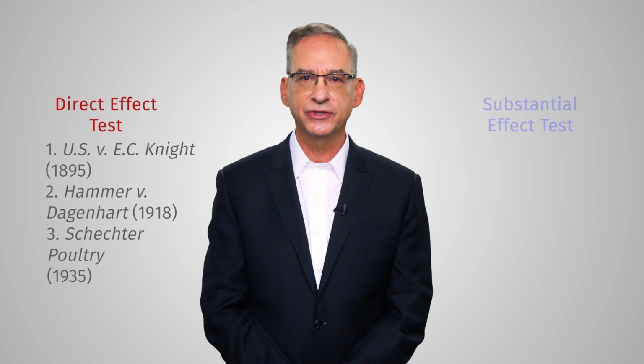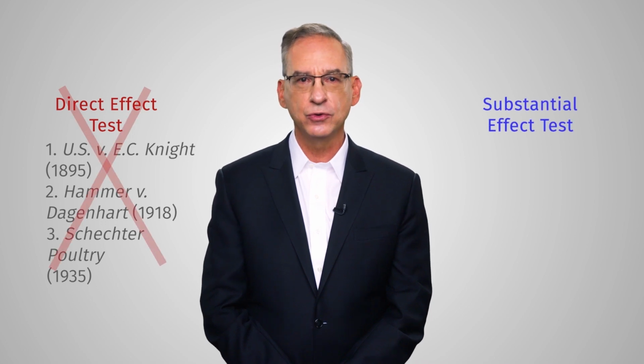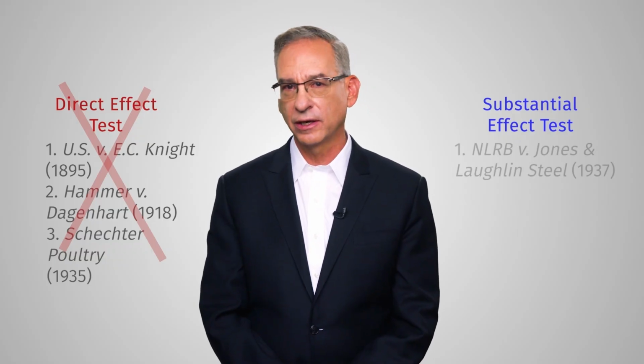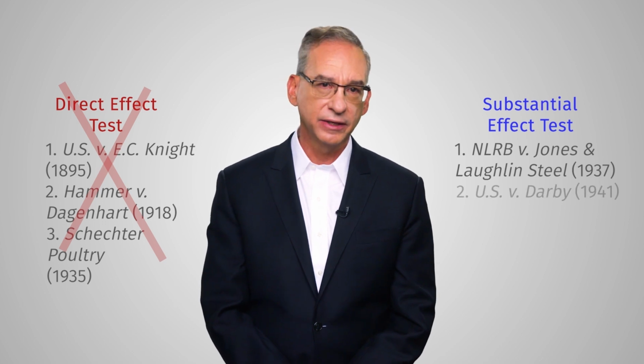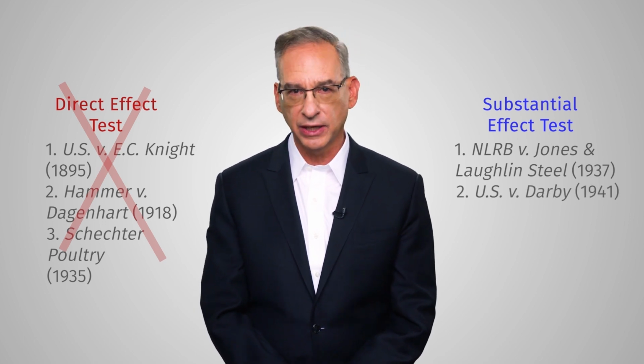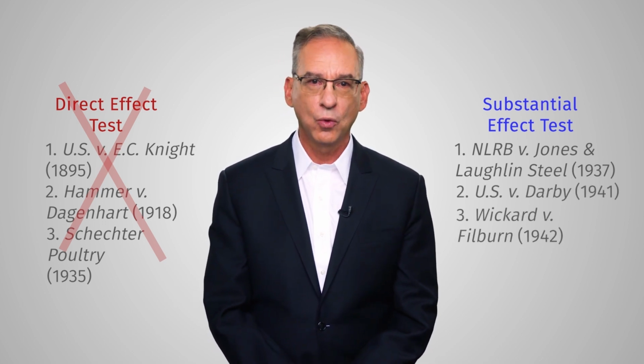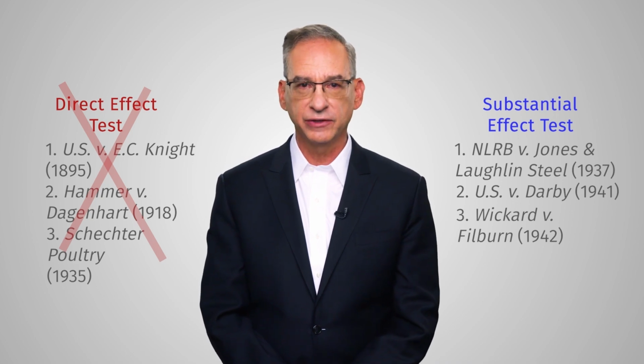However, after 1937, the New Deal Court replaced the direct effect test with the new substantial effect test. In 3 decisions that are still good law, the Court held that Congress can regulate local activity that has a substantial effect on interstate commerce. The first of these cases was NLRB versus Jones and Laughlin Steel in 1937. The second, United States versus Darby in 1941, and the third was Wickard versus Filburn in 1942.